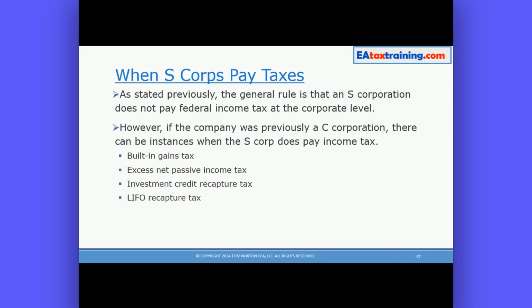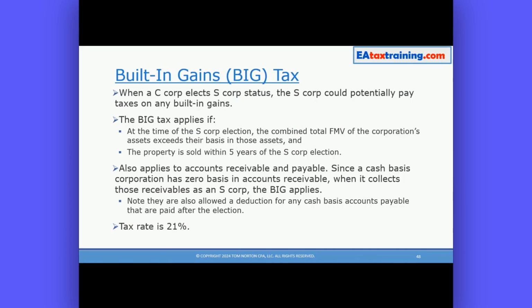However, if the company used to be a C corporation, there can be instances where the S corp itself does pay income tax at the corporate level. And these are those instances, and we are going to talk about each of these in turn. So it's something called the built-in gains tax, the excess net passive income tax, the investment credit recapture tax, and LIFO recapture tax. So let's talk about each of these.